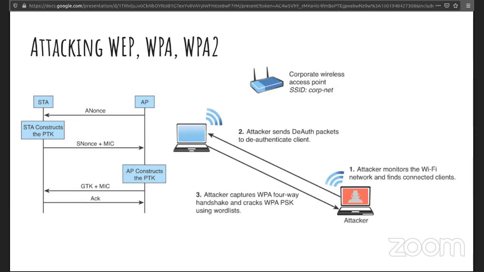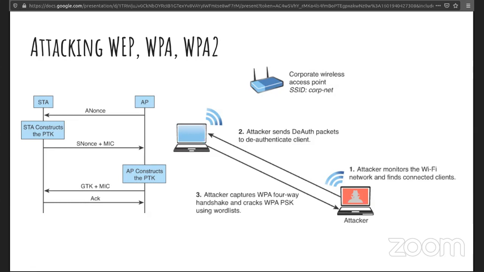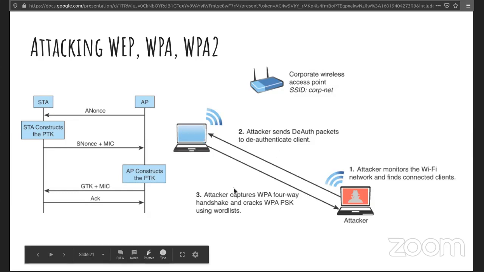WPA isn't susceptible to that, but it is possible to capture the four-way handshake between a client, a station, and the access point, and to collect that info to break it. Aircrack-ng can still get through the WPA four-way handshake. Here you kind of see the way that it is done.